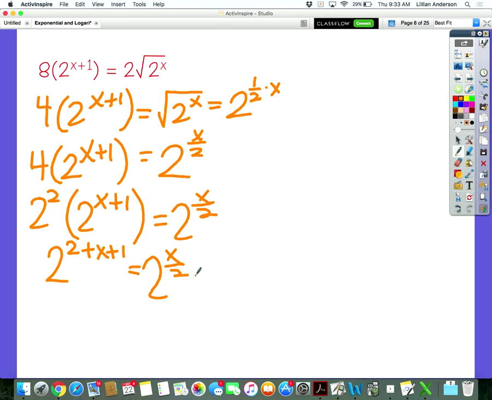And now by doing that, we can do what? You just say x plus 3 there. Yeah. You can cross out the 2's, and now you basically have x plus 3 equals x over 2, and it's a linear equation that we can solve for.